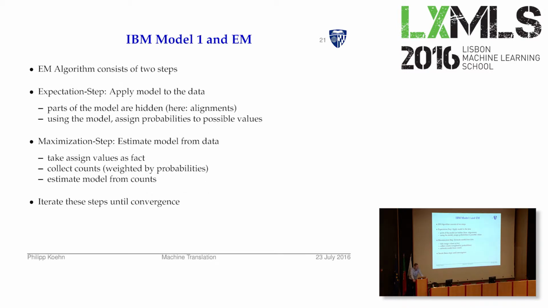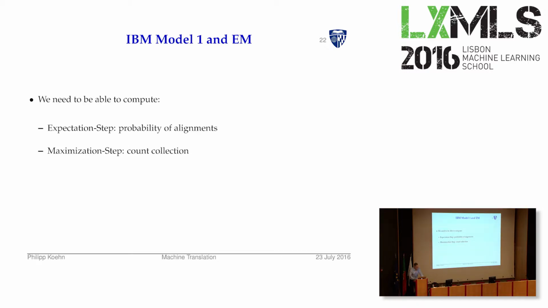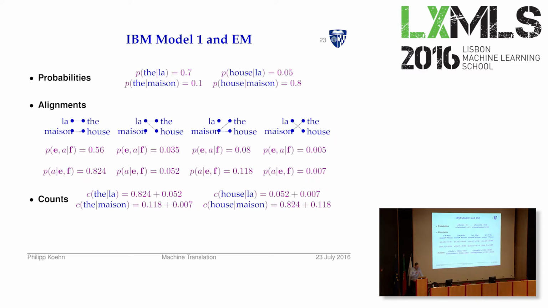So for IBM Model 1, I'm going to go a little bit over actually working through that with the math. It consists of two steps. There's an expectation step where you apply the model to the data. So we basically have to compute probabilities for all the possible alignments you can have for a sentence pair. And then a maximization step where you just pretend that these are the proper alignments and estimate counts over it. So we need to be able to compute two things: the probability of alignments, and then do count collection.